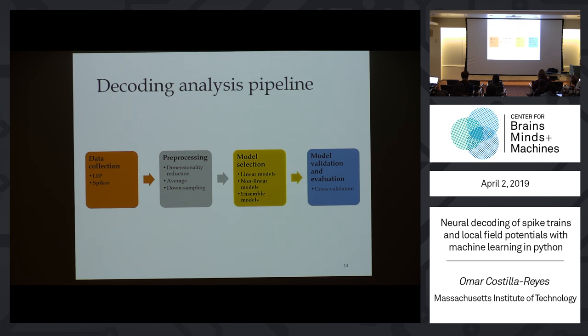So what's the pipeline of decoding analysis? First of all, we have the data, which I have explained before. Here we have the LFPs and the spikes. And then we need to do some type of preprocessing with the data. We can do dimensionality reduction, or we can average the signal, or we can also downsample the signal.